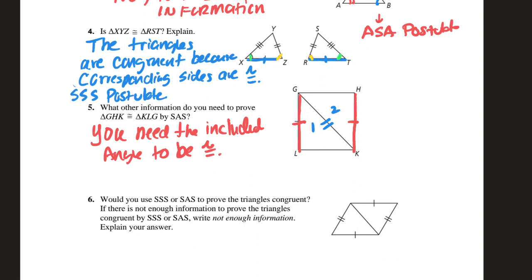So in this case, the included angle is angle LGK. This angle has to be congruent to angle HKG. So it's actually this angle right here. That's the included angle.